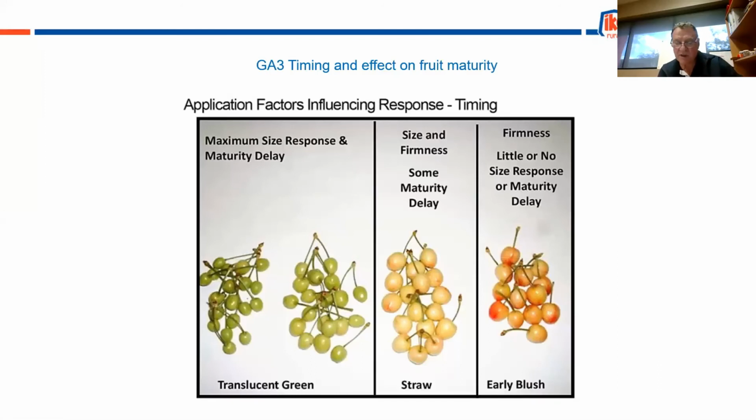But cutting the fruit does give you the best idea of what stage the fruit is up to in maturity. From this translucent green, where you can almost see into the flesh of the fruit, will give the maximum size response. Up to the classic straw time, where it gets some delayed maturity, but not as much, but will still increase size and firmness. Or late blush, or that early blush, or very late straw will give you the firmness, but no size increase.